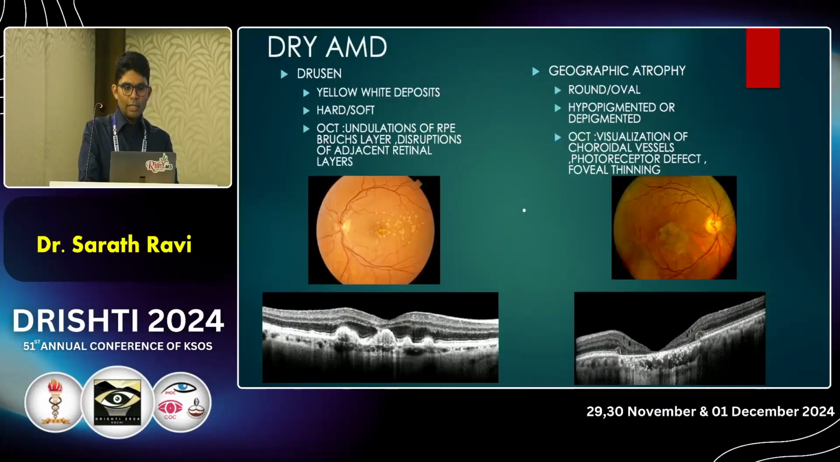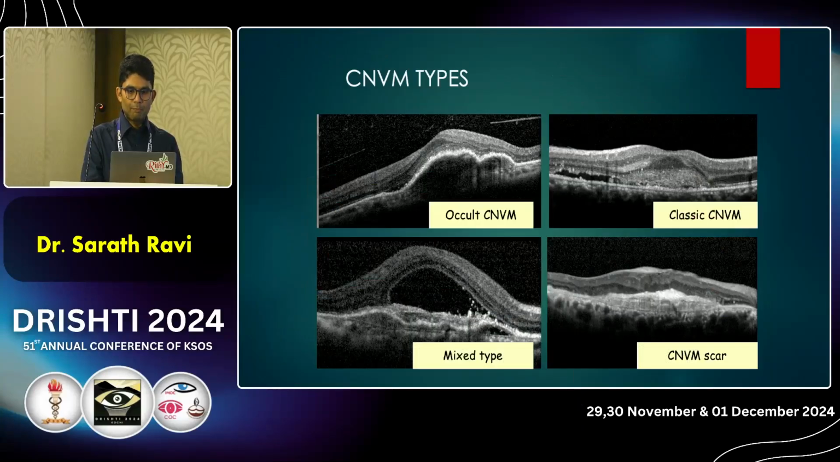Coming on to age-related macular degeneration, drusen appear as undulations of the RPE-Bruch's layer with disruption of adjacent layers, whereas the geographic atrophy appears as a depression of the inner retinal layers, as the outer layers are completely lost, and RPE thinning with the loss of ellipsoid zone and increased visibility of the Bruch's and the choriocapillaris.